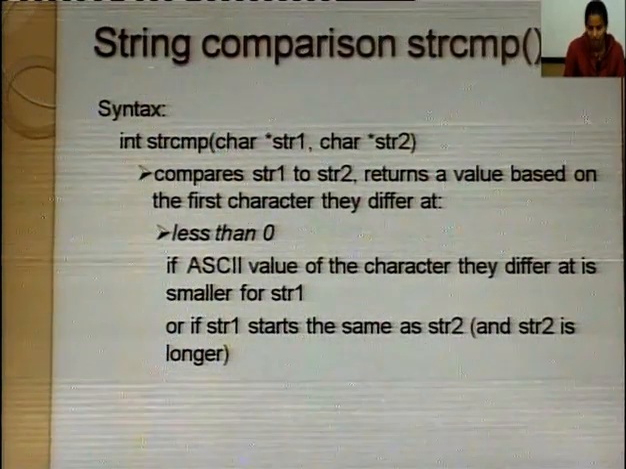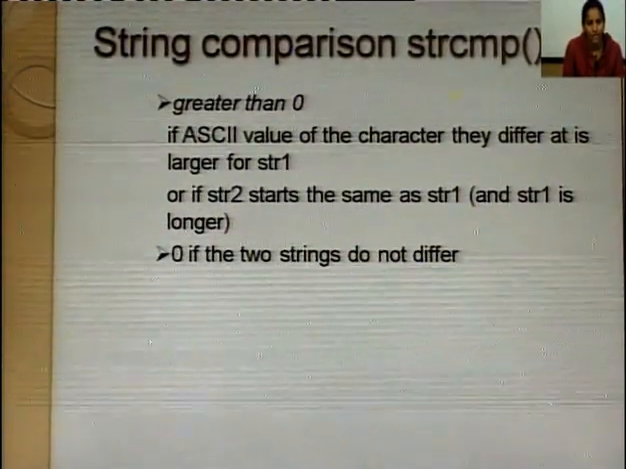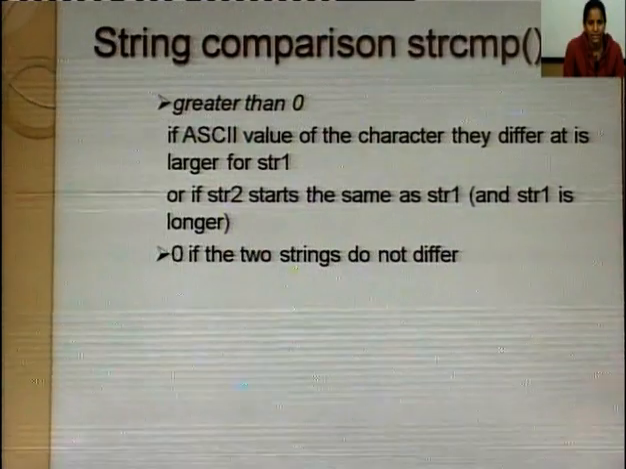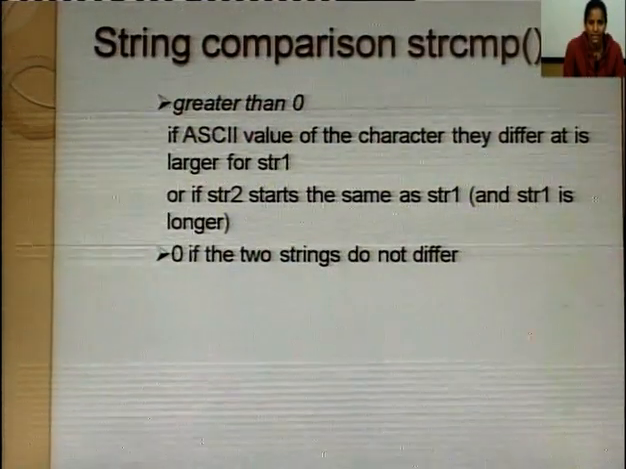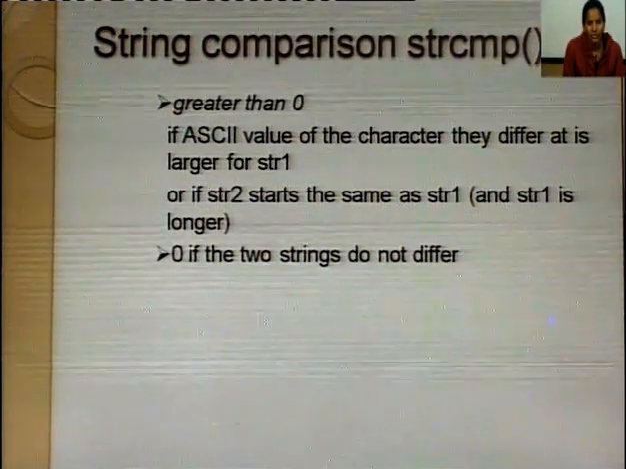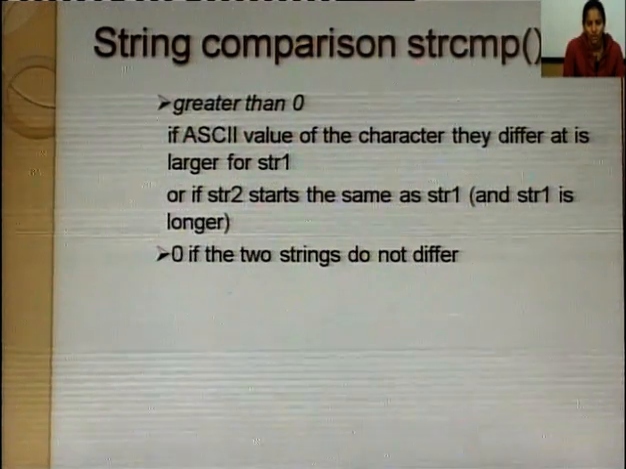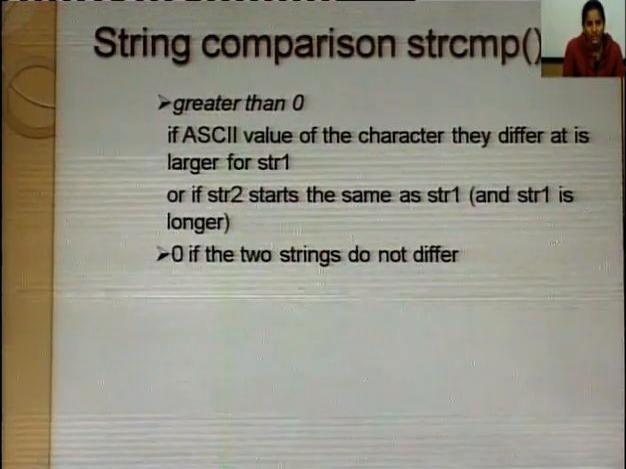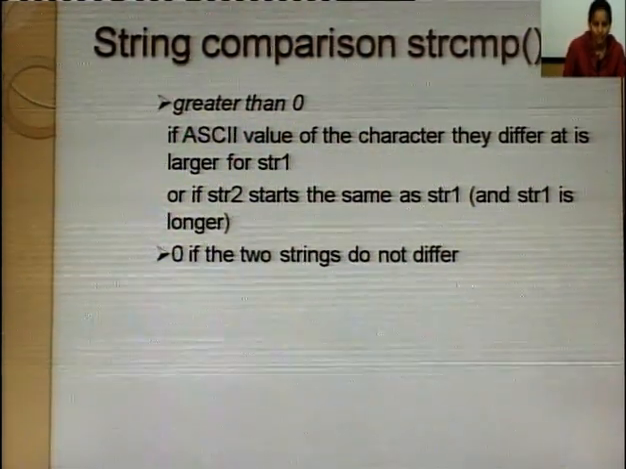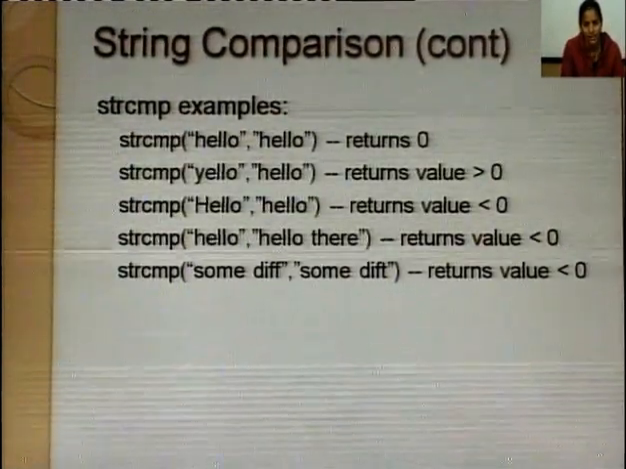They return the value that is less than 0. It returns the value greater than 0 if the ASCII value of the characters they differ at is larger than str1, or if str2 starts the same as str1 and str1 is longer, opposite to the less than 0, and 0 if the two strings do not differ. Let us look at examples.